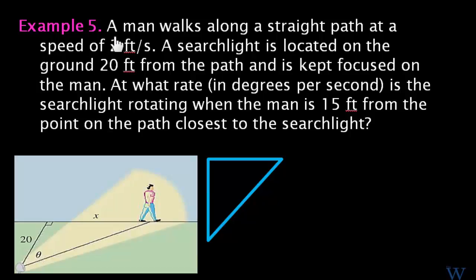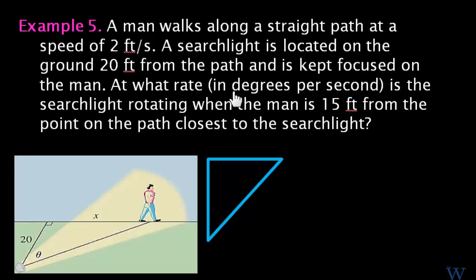Example 5. A man walks along a straight path at a speed of 2 feet per second. So there's your man walking. That means his distance from here to this point is x. And there's the searchlight. A searchlight is located on the ground 20 feet from the path. So there's that perpendicular distance of 20 feet, and it is kept focused on the man.